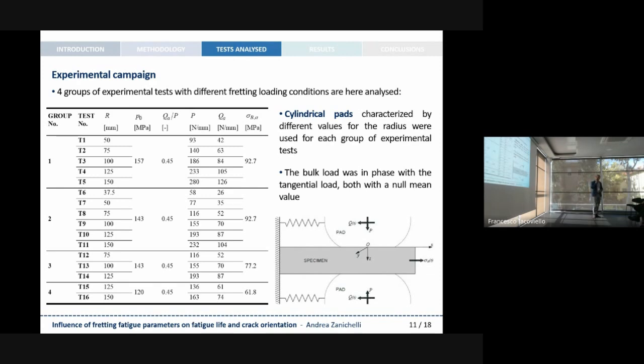Then 4 groups of experimental tests with different fretting fatigue loading conditions are analyzed here, and those groups are listed in this table. For each group, cylindrical pads characterized by different values of the radius were used, and you can see here the fretting fatigue loading, that is the contact load, the ratio between the amplitude of the tangential load and the contact load, the normal load, and the amplitude of the bulk stress applied to the specimen.